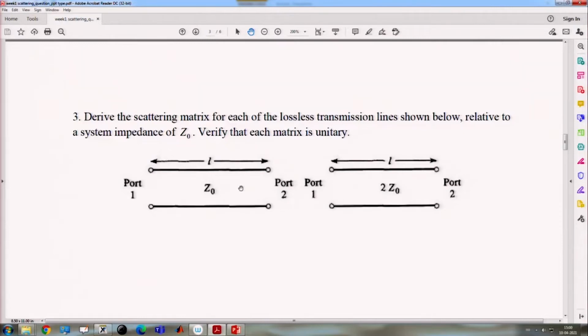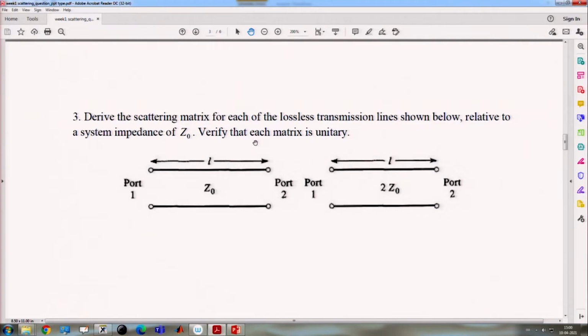Here, two transmission lines are shown. The first transmission line has characteristic impedance of Z naught, and the second transmission line has characteristic impedance 2 Z naught, relative to the system impedance of Z naught.